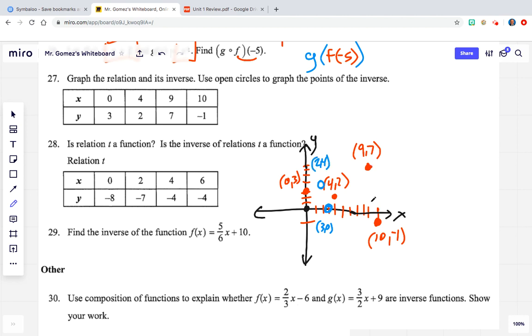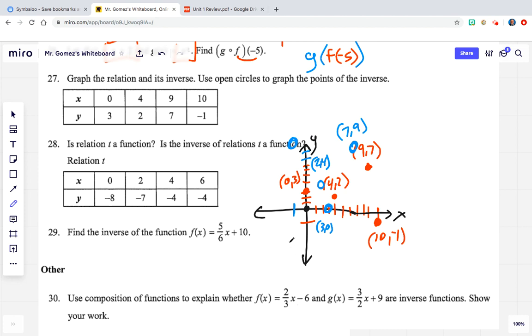And then not 9, 7, it will be 7 and then 9. So 7, 8, 9. So it'll go up just a little bit because it'll be 8, 9. And then you could put that flipped as far as notation. And then last but not least, this 10, -1 is going to become a -1, 10, which is going to be about here somewhere. All right.